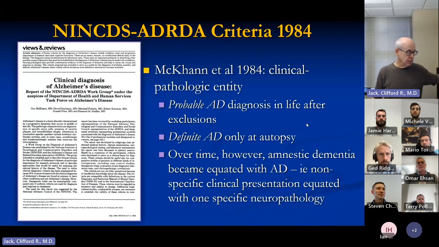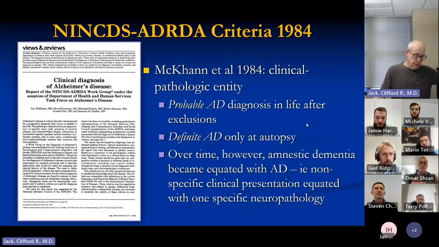And the reason that view is relevant here is because that was how scientists in the field viewed this relationship between pathology and symptoms in the early 1980s, which is when the first widely accepted, widely adopted diagnostic criteria for Alzheimer's disease were formulated. These were the so-called NINCDS-ADRDA criteria, also known as the McKhann criteria. And these criteria held that a diagnosis of probable Alzheimer's disease could be made in life after certain exclusions, whereas a diagnosis of definite Alzheimer's disease could only be made at autopsy.